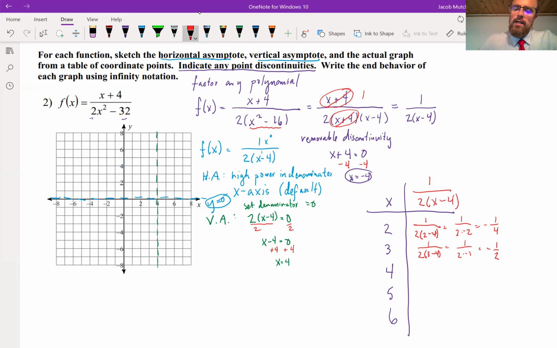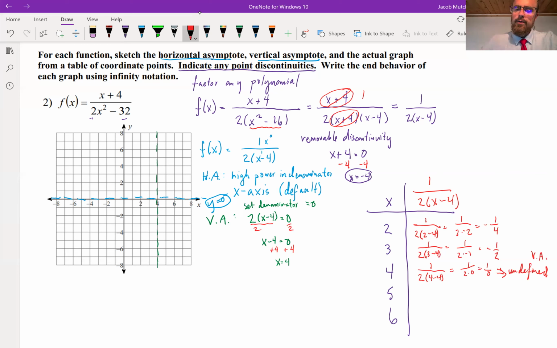Now 4 we had said should be undefined. It should be our vertical asymptote. Let's see if the algebra supports that prediction. So it's 1 over 2 times quantity 4 minus 4. There's our 0. 1 over 2 times 0 is 1 over 0. And I'm going to interpret that as undefined. And I've already sketched it in as a vertical asymptote.